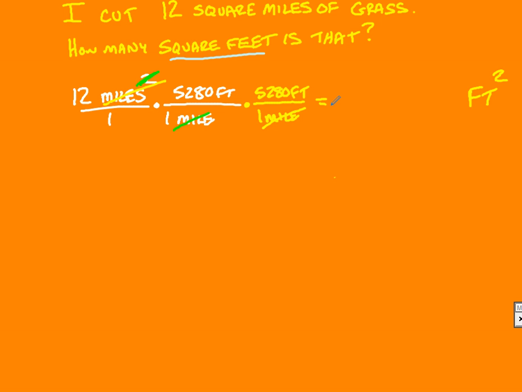So now I can go and multiply through it. I'm going to get quite the big number. I'm going to get 12 times 5280 times 5280 and get this big, huge number: 334,540,800 square feet. So make sure, again, when you have a unit squared, you use your conversion twice.